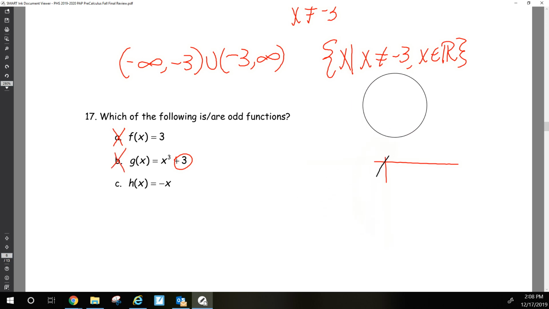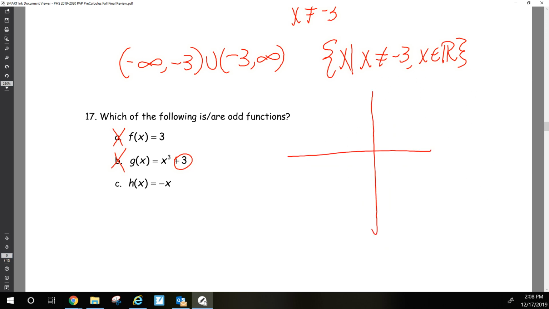How about negative x? That looks like a line that splits the second and the fourth quadrant in half. Does that one look symmetric around the origin? Yes. So this point here would correspond to, say, roughly this point over here. If I've got -2, +2, over here I've got 2, -2. Both the signs change on it. So this one does work. That would be the only odd function in number 17.